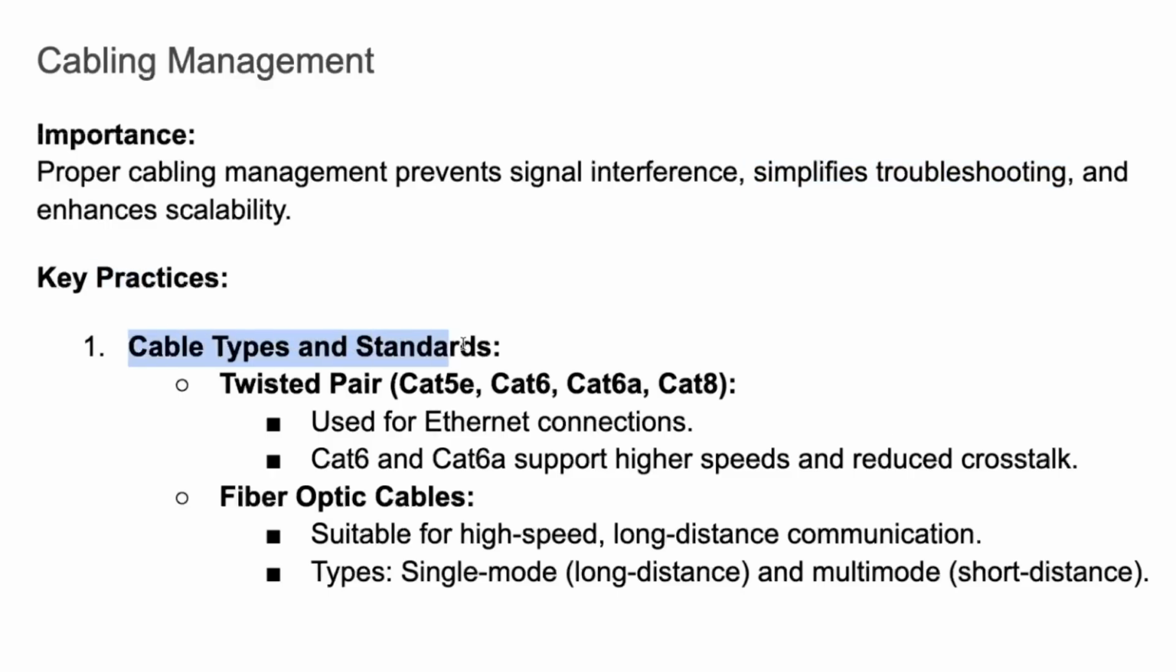So we have the cable types and the standards. First, twisted pair, we've already talked about all these: Cat 5, Cat 6, 6A, 8, whatever. These are used for Ethernet connections. Cat 6 and 6A support higher speeds and reduce crosstalk. Then we have the fiber optic cables that are suitable for high speed, long distance communication. There's single mode, which is long distance, and multi-mode, which is short distance. So these are the types of cables, for the most part, that you're going to end up seeing.